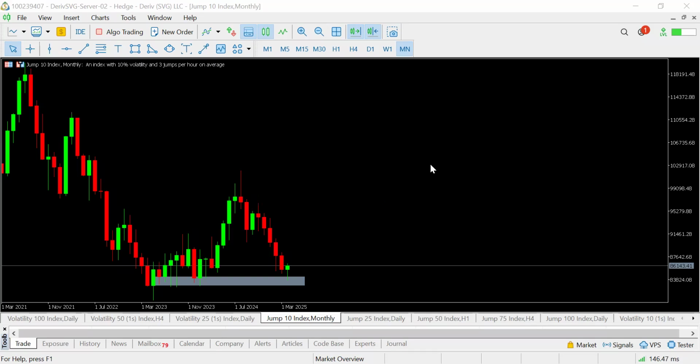As part of our top-down analysis series for the different synthetic indices, I'll be looking at two of these indices quickly, and this will be the jump 10 index and the jump 25 index. For those of us that are following derivative synthetics, these were added to the original indices in 2021.